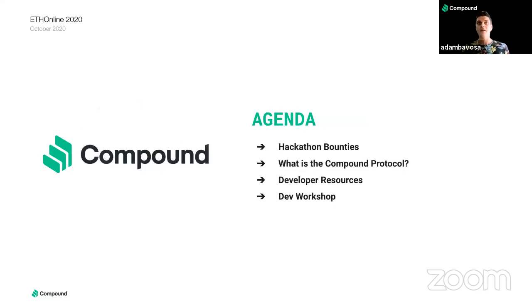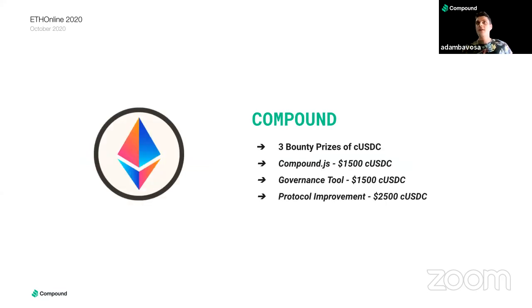So today we're going to talk about the hackathon bounties that Compound is putting up for grabs. I'll tell you a little bit about the Compound protocol in case you're not familiar with it. And I'll show you some developer resources so you can get going. And I'll present a little workshop to show you what you can do with things like Compound.js. So Compound has 3 bounties of cUSDC. The first one is for Compound.js, the second one is for building governance tools, and the third is best protocol improvement. I will explain the bounties a little bit more in detail in a few minutes.